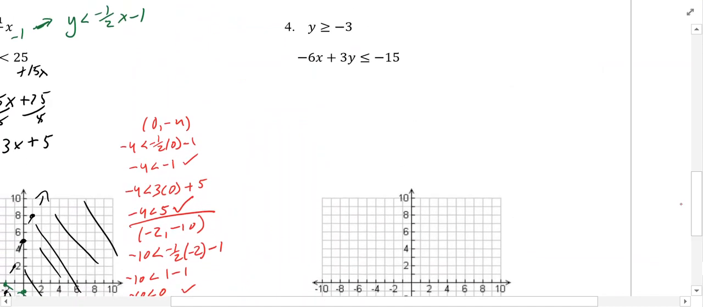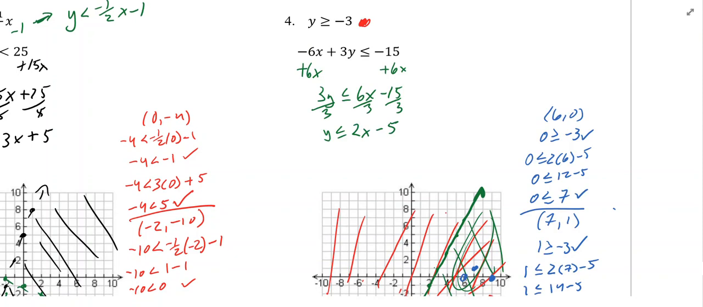Okay, so I want you to go ahead and try this one. Remember, you're going to figure out where the shading overlaps, and then you're going to check 3 solutions. This y is greater than or equal to negative 3 is one of our special cases. So you have to decide, is it a horizontal or is it a vertical line? All right, so go ahead and pause the video and graph.